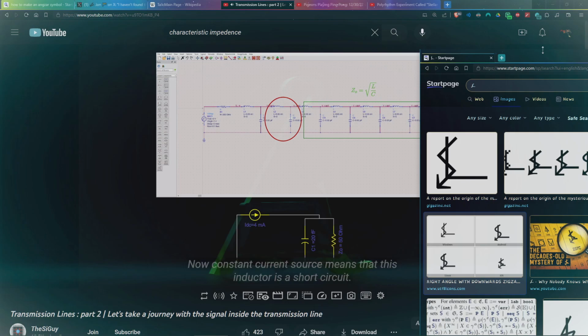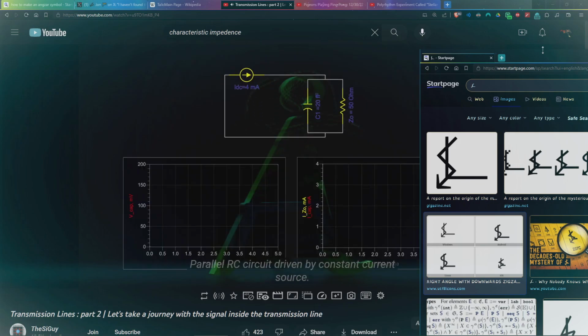Now constant current source means that this inductor is a short circuit. In other words, the circuit at the first section behaves exactly as a current source driving a parallel RC circuit. The voltage across the capacitor increases exponentially to 0.2 volts with time constant RC, while the current drawn by the capacitor decays exponentially to 0 at the same rate. Since the sum of two currents is constant, the current entering the resistance is increasing exponentially till reaching the value of the constant current source, when the current in the cap reaches 0. Notice that the resistance Z0 contains all the remaining sections.